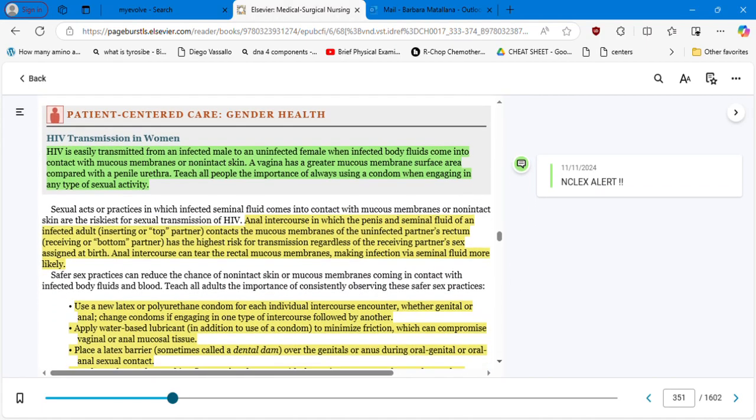Another important box is related to gender health. This is an NCLEX alert. HIV is transmitted from an infected male to an uninfected female when infected body fluids come into contact with mucous membranes or non-intact skin. Again, mucous membranes or non-intact skin. A vagina has a greater mucous membrane surface area compared with a penile urethra. Teach all people the importance of always using a condom when engaging in any type of sexual activity.